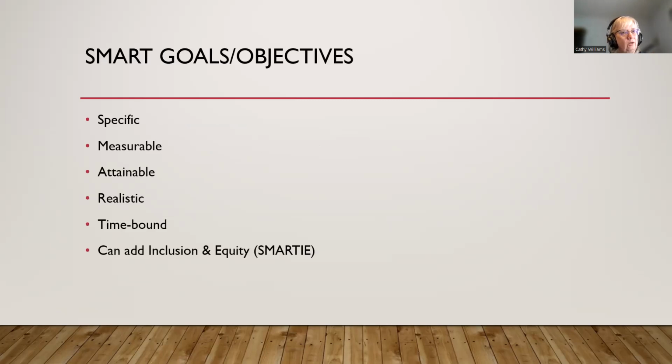Okay, and we've probably all heard about SMART goals and objectives: specific, measurable, attainable, realistic, time bound. There is a suggestion, and this wasn't part of this class, I've heard this other places too, that you can add inclusion and equity and call them SMARTY goals. I don't know that we need to spend a whole lot of time on that, but that's the framework that you would use to set your objectives and your goals. The goal would be the overarching one. You want to pick one of those domains and set a goal, and then your objectives are, how do I get to that goal?